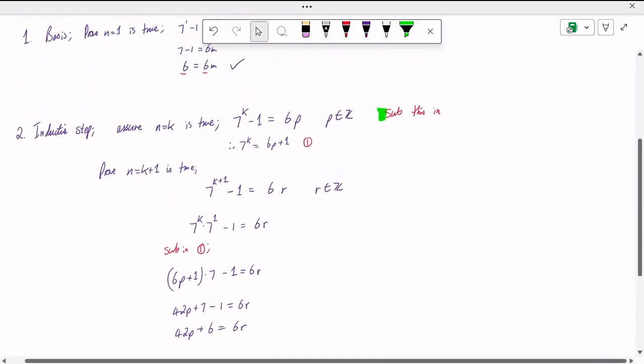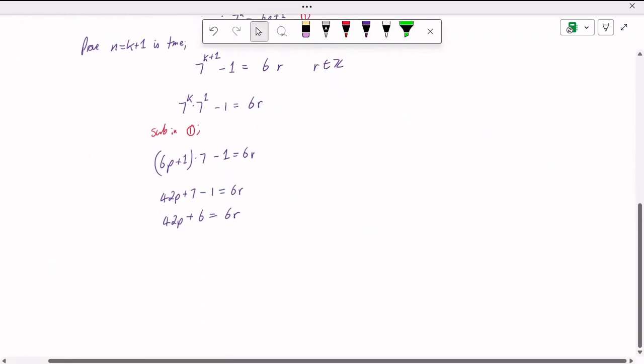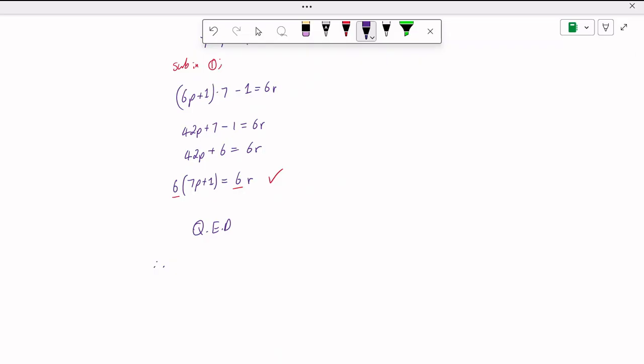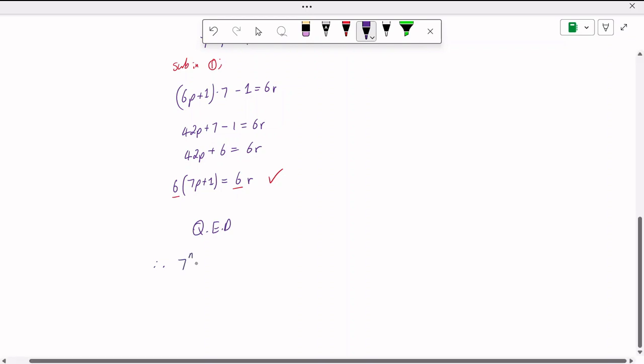and my last step here, remember, is to make sure that I have 6 equals 6. So I'm just going to pull my factor out, so I get 6 times 7p plus 1 equals 6r. Now I'm done. I've got 6 equals 6. That's all I was looking for. QED. For my statement, which I know the external exam is probably going to want, I would say that 7 to the power of n, take 1, is divisible by 6. Lovely.